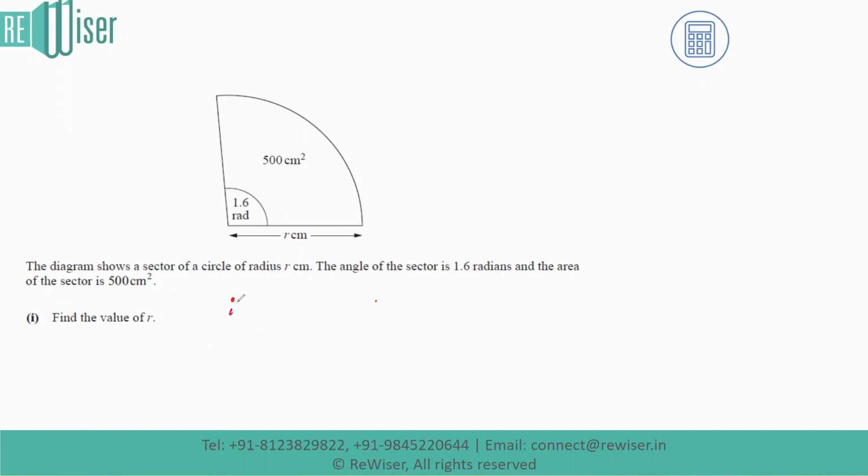In order to do this, the first thing we should be aware of is the formula to calculate the area of a sector whenever theta is given in terms of radians. Whenever theta is given in radians, it's going to be half r squared theta. And the area of the sector here is given as 500, which equals half times r squared, r is what we need to find out, times theta, and the value of theta is 1.6.